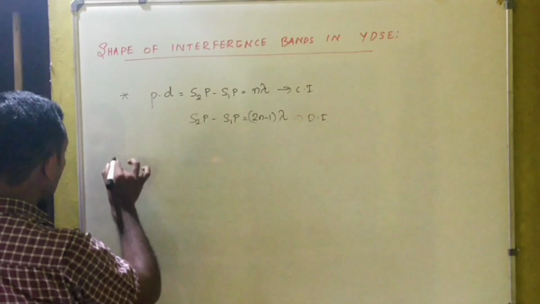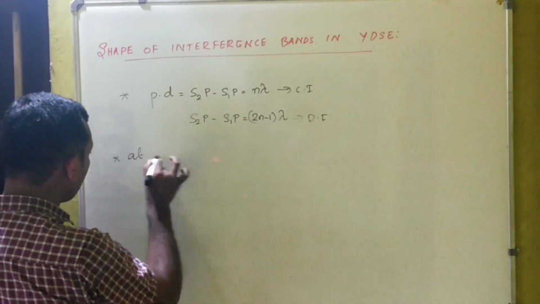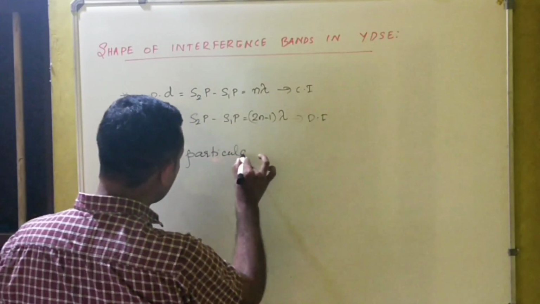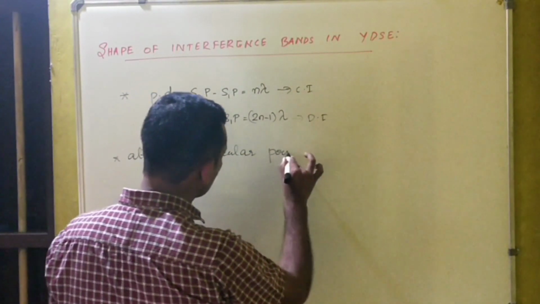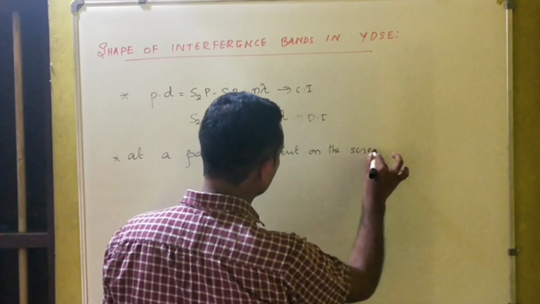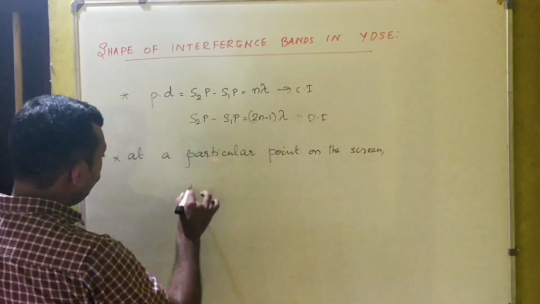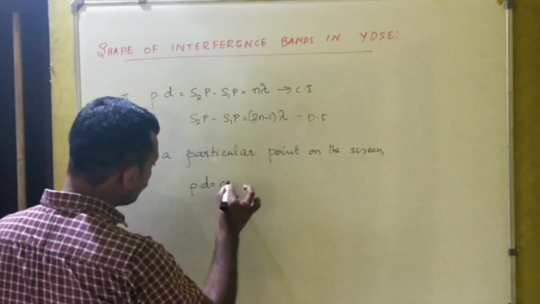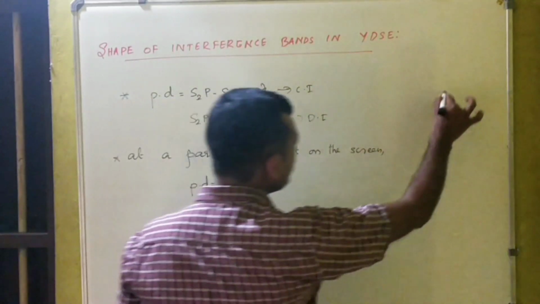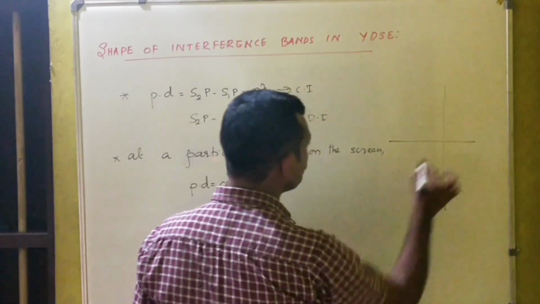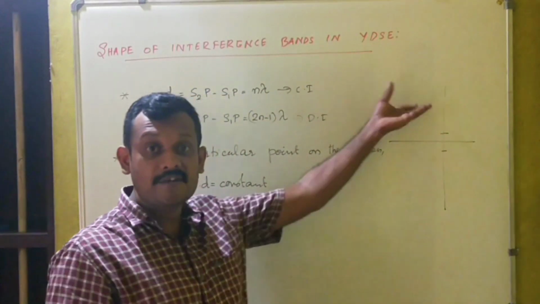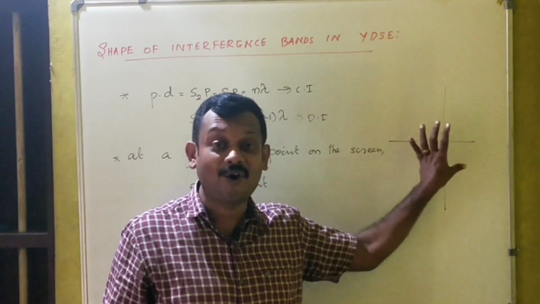Now what are the conditions? For a particular point on the screen, this path difference is equal to a constant, right? So here n is called the order of the fringe. Here n is equal to 1. Here n is equal to minus 1. If you take these 2 points, the path difference is a constant.